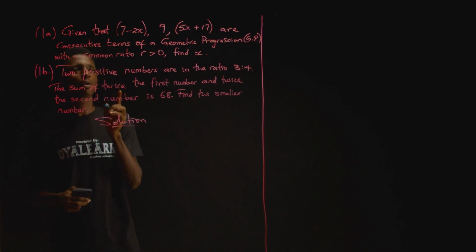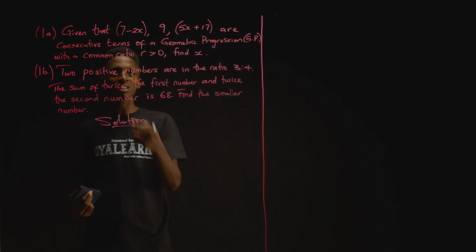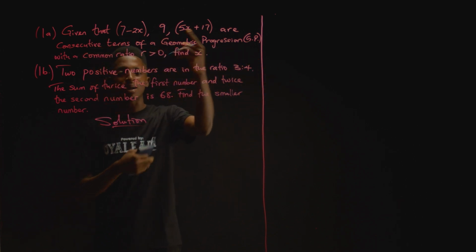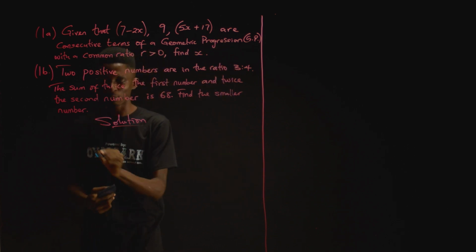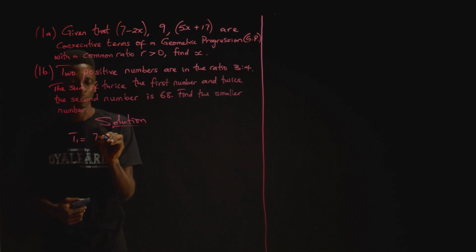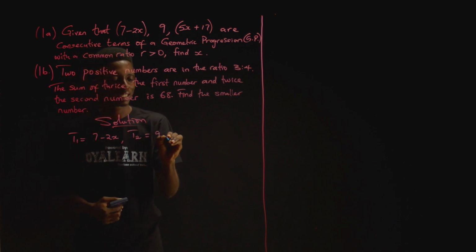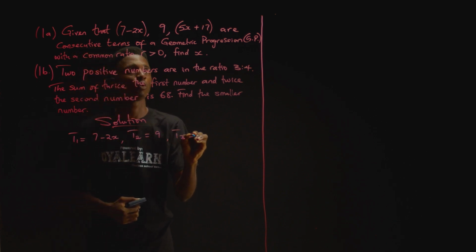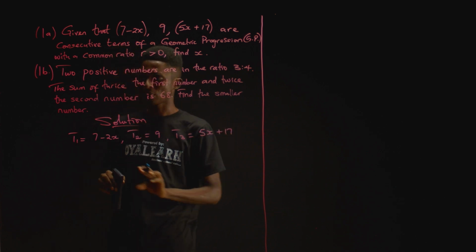Solution. Now, recall the question tells us that these terms are consecutive. It did not tell us if this is the first term, second term, and third term. We just know that they follow each other. So, just name them. T1 is 7 minus 2x, T2 is 9, and T3 equals 5x plus 17.